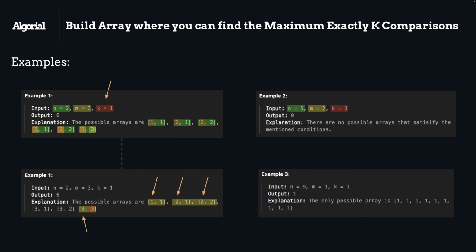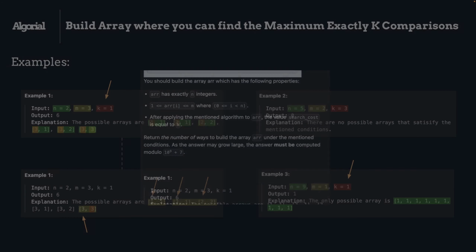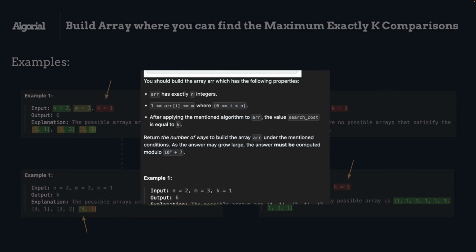And last example, this time the values of m and k are equal, which means we only could have one value to choose as max and then repeat it n times, which leaves us with only one possible result. Also, we have one important note here in the question description. As the answer may grow, the answer must be computed modulo 10 to the power of 9 plus 7.